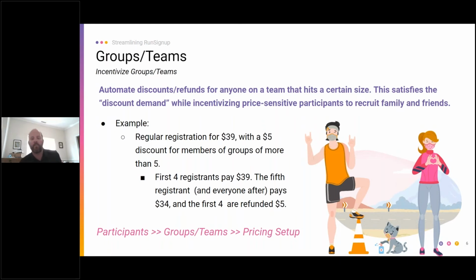Now, a lot of you might be thinking, well, I want to give a $5 discount to anybody on this team. Something to consider is doing this automated price or refund once it hits a certain size, so that somebody can't just go and create a team of one and kind of abuse the process. So this will satisfy that discount demand and incentivize price-sensitive participants.